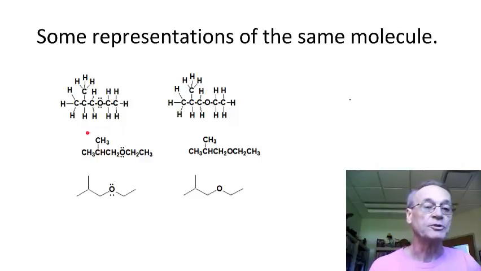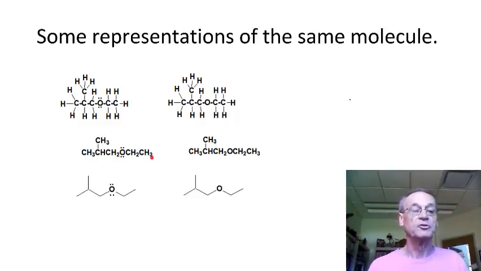This kind of structure is what's called a condensed structure. It's the same molecule as this one, but notice that this carbon with 3 hydrogens is shown as CH3. This carbon with 3 hydrogens is shown as CH3. This carbon just has 1 hydrogen, so it's just shown as CH. This carbon has 2 hydrogens, so it's shown as CH2. Then there's the oxygen. This carbon has 2 hydrogens, so it's CH2. This carbon has 3 hydrogens, so it's CH3.